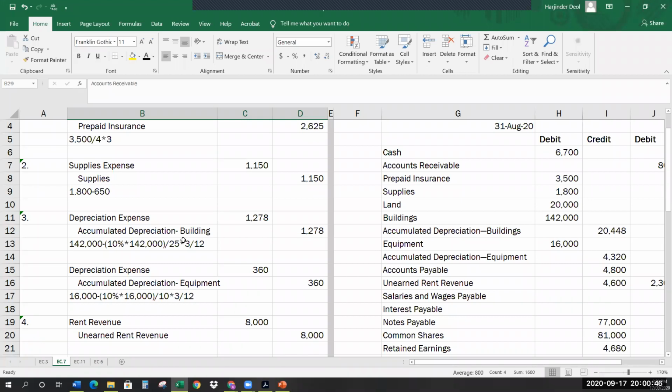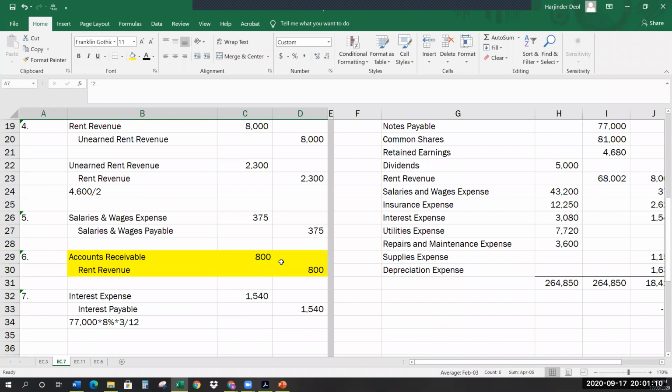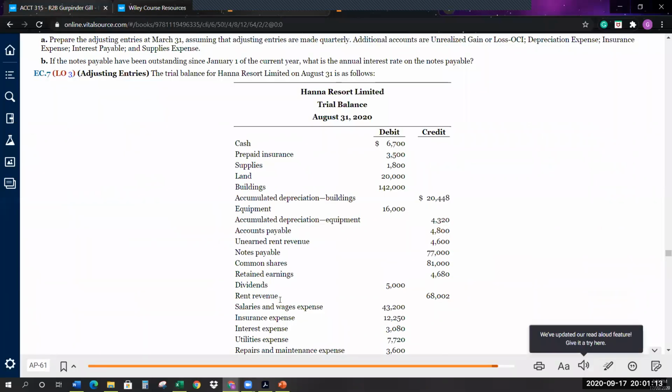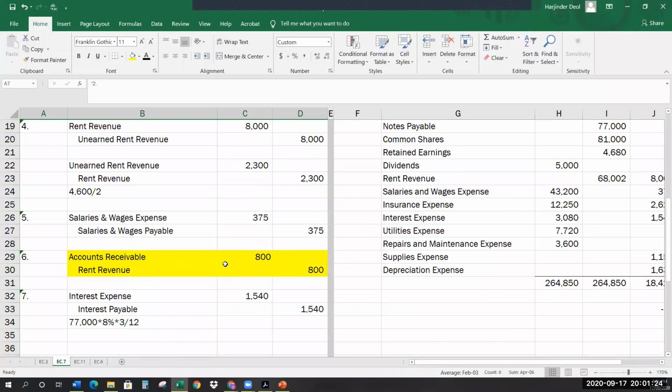There are some entries which will not need a reversal, and that is where you've got to be able to distinguish. Okay, for example, if you look at this entry number 2, where we reduced our supplies account and put that to supplies expense account, this one is not going to need reversal because once we book this, the balance at the end of the year was correct and there is nothing else that needs to happen in the following period. Okay. However, if you look at this accounts receivable and rent revenue, let's see what that transaction was. Does this even need reversal? Rent fees of $800 were due from the tenant. Okay, yes. That's a good example. This will need the reversal. So this is what you did at the end of August.